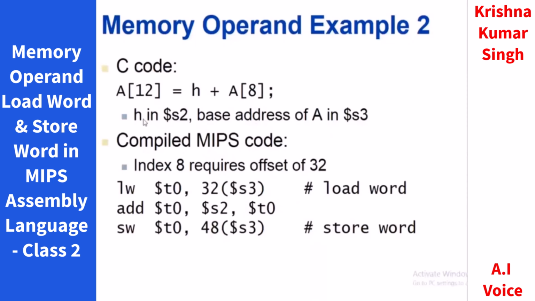Now I want to store this result into the corresponding location. As you can see, a store word. This is the source and this is the destination. The content of this register will be stored in this address. 12 is the index, multiplied by 4 is 48. So the offset is 48 and the base address is inside $s3. These two numbers together give us the destination address, and $t0 will be stored in this location.